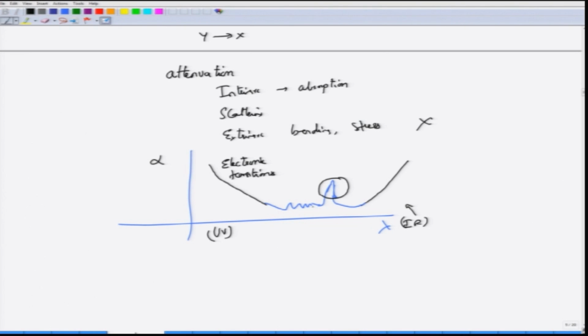So, this region is called the optical region, and in this region is where your communication windows are located.